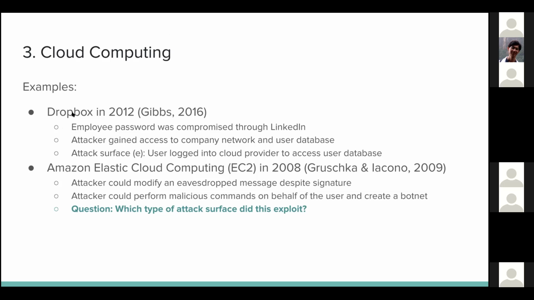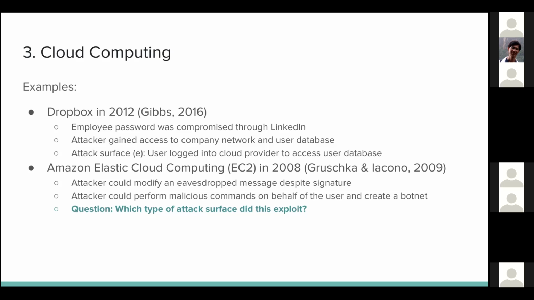For example, in Dropbox, the attacker was able to gain access to the cloud provider's network as well as the user database. In this case, the passwords in the user database were hashed and salted, so the impact was not as great. But if the attacker was able to gain access to the user's credentials and passwords, then the attacker would be able to perform actions on behalf of the users and potentially use those credentials.